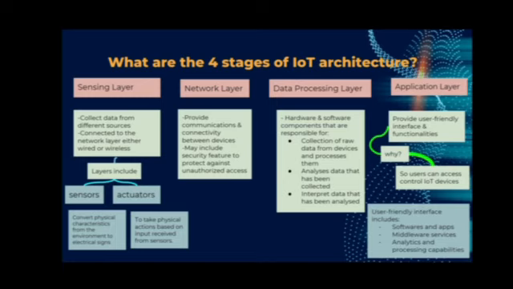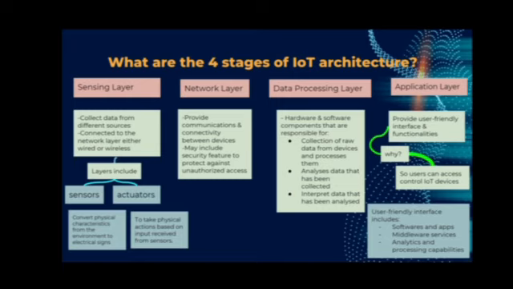For the sensing layer, it will collect data from different sources and it is connected to the network layer, either wired or wireless. And the layer includes sensors as well as actuators. Sensors will convert physical characteristics from the environment to electrical signals, while actuators will take physical actions based on the input received from sensors. The second stage of IoT architecture is the network layer.